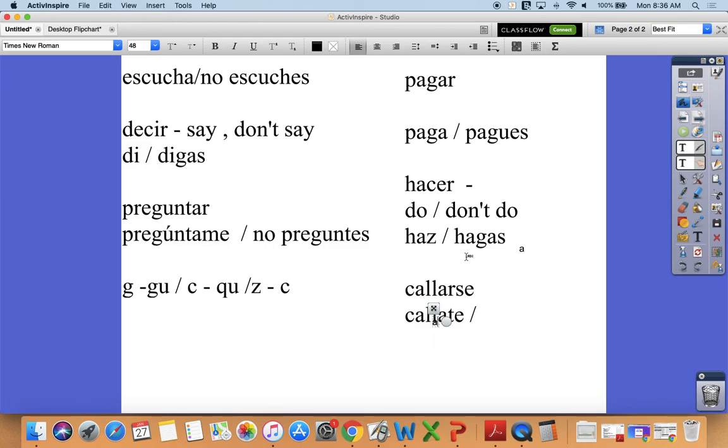Command Z. I don't know. It should be right there. I can't get it to work. Cállate. How about don't be quiet? No te calles. No te calles. Oh, sí. No te calles.